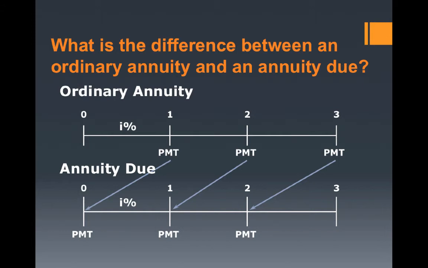Which is more valuable? An annuity due is more valuable because the cash flows come sooner in time, and sooner in time means a higher value for present value as well as future value.